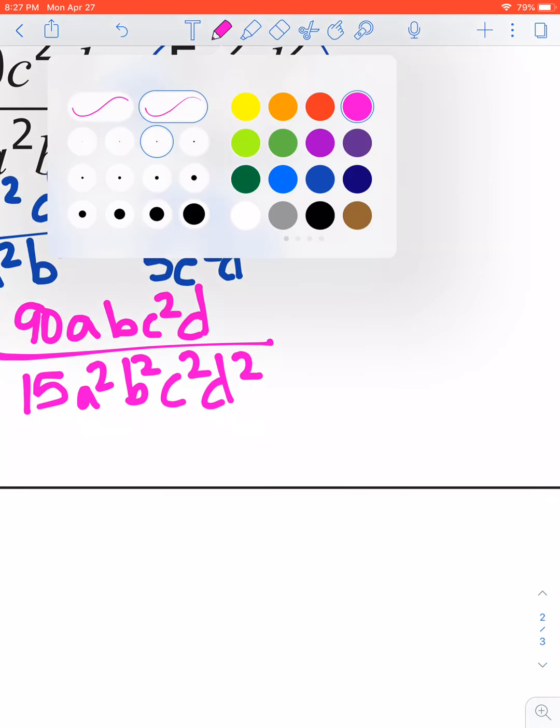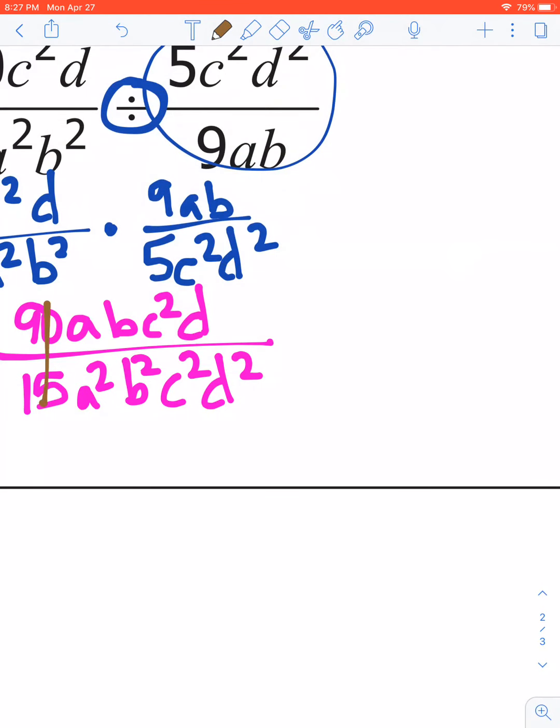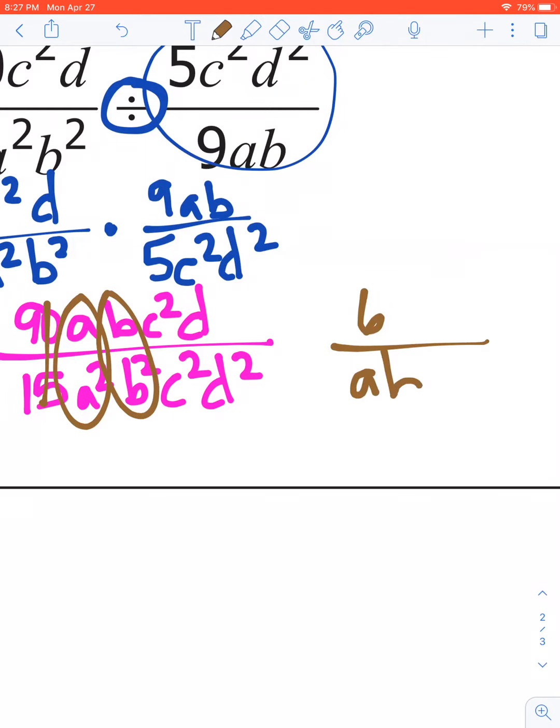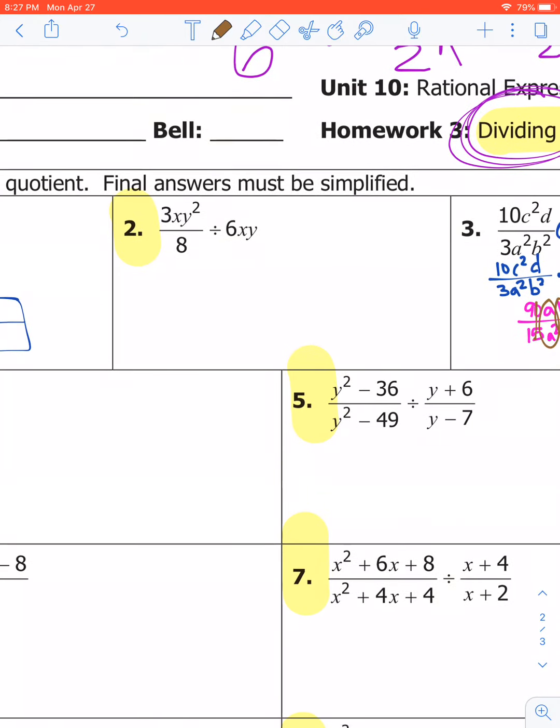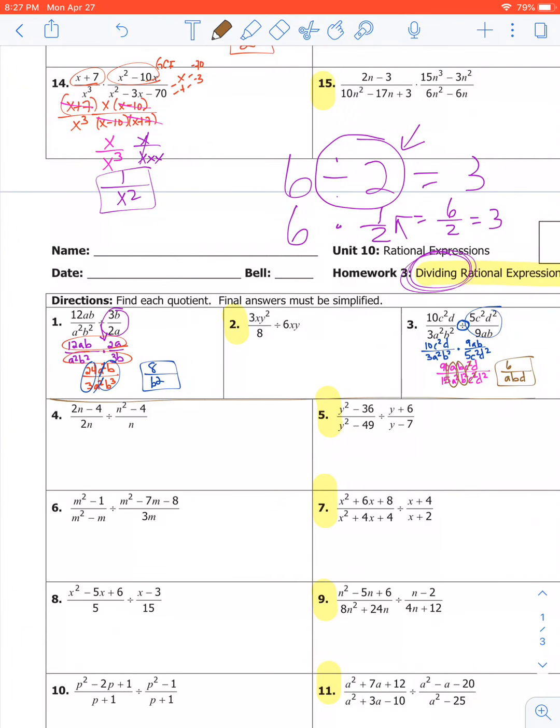And for my final answer, 90 over 15 reduces to what? 6 over 1. The a family, I'm left with an a on bottom. I'm left with a b on bottom. The c's cancel, and I'm left with a d on bottom. So folks, again, if you're noticing, these are monomials.